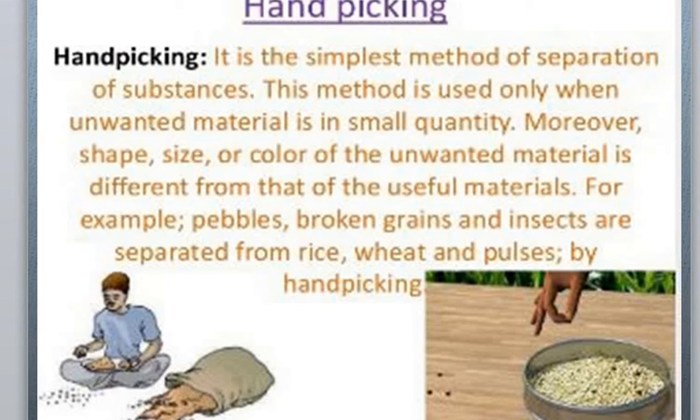Hand picking is the simplest method of separation of substances. This method is used only when the unwanted material is in small quantity. Moreover, the shape, size or color of the unwanted material is different from that of the useful materials. For example, pebbles, broken grains and insects are separated from rice, wheat and pulses by hand picking.